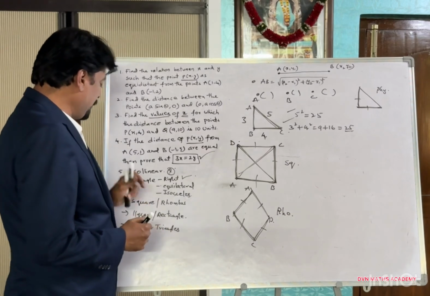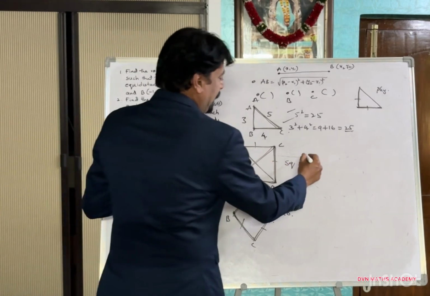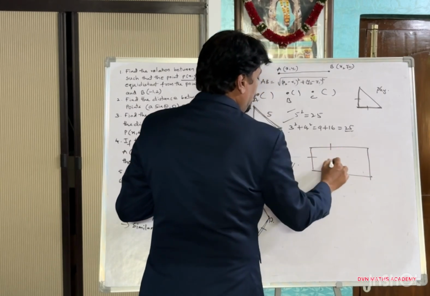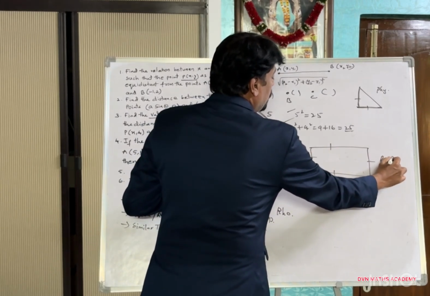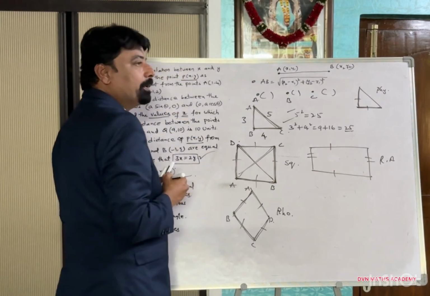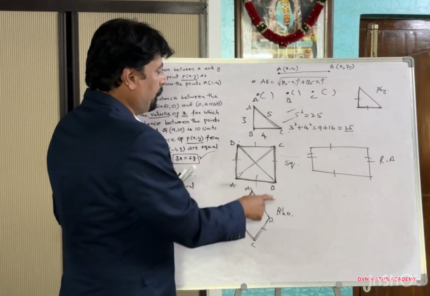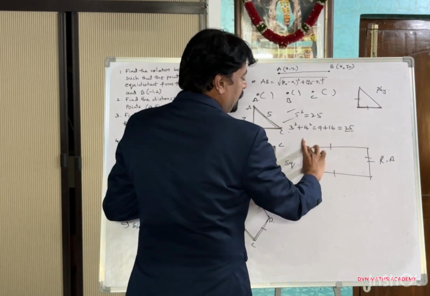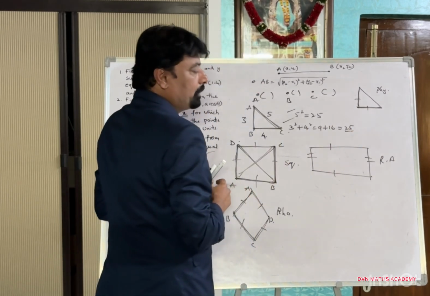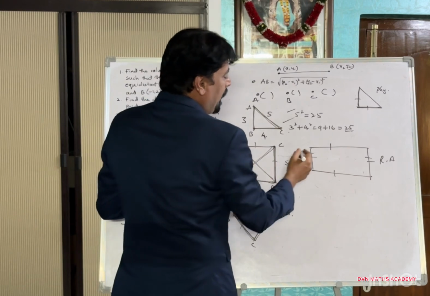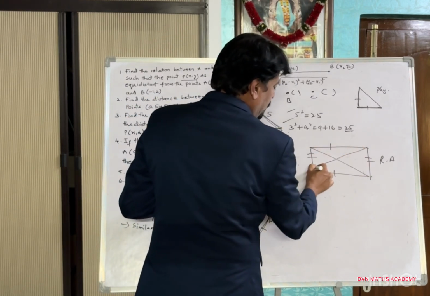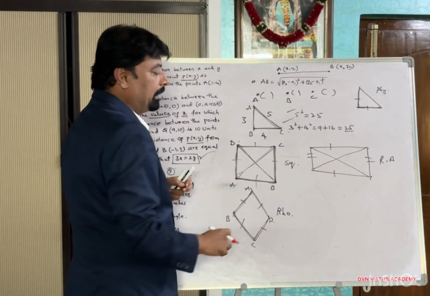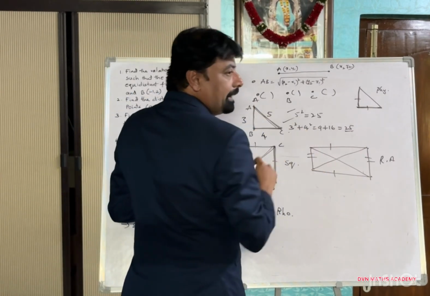For example, next question, parallelogram and rectangle. If you want to prove the given four vertices form a rectangle, rectangle means the pair of opposite sides lengths are equal. This side should be equal to this side and this side should be equal to this side. You want to prove by using distance formula only, and also you want to prove the diagonals are equal. Then only you can write a statement this is a rectangle.